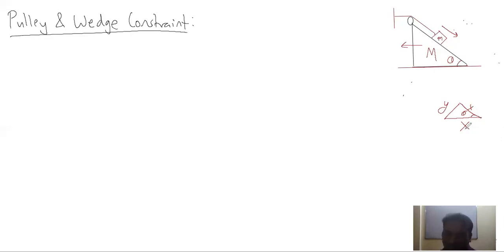But in this case, what will happen? Let us think about the diagram. Let us show the initial position of the wedge and pulley system by red color. So this is the initial position. Initial position is something like this. And we have a pulley here. And initially the block was somewhere, let us say here. So this is the initial position, this angle theta.